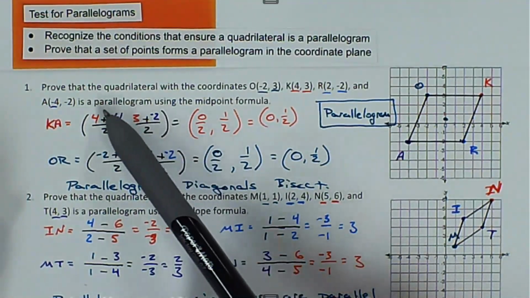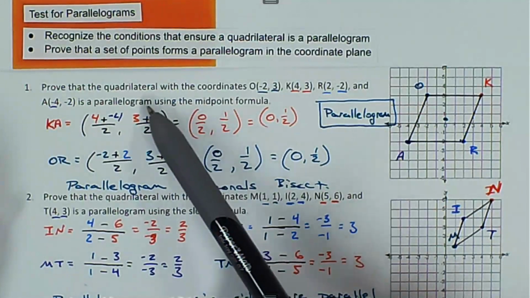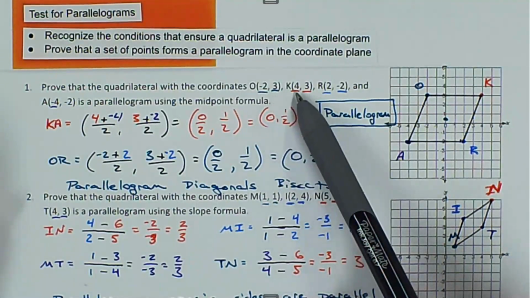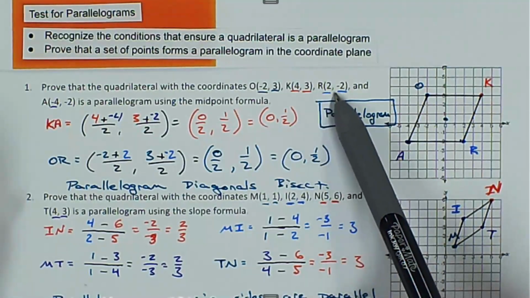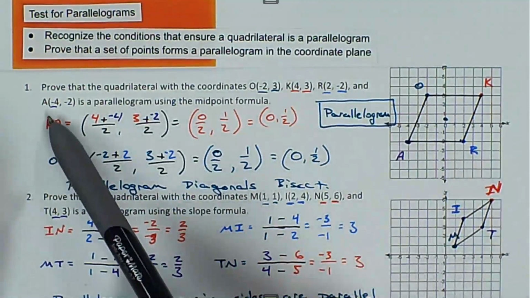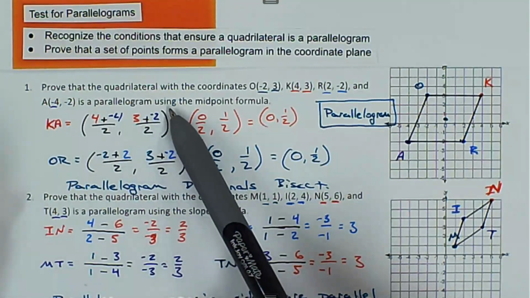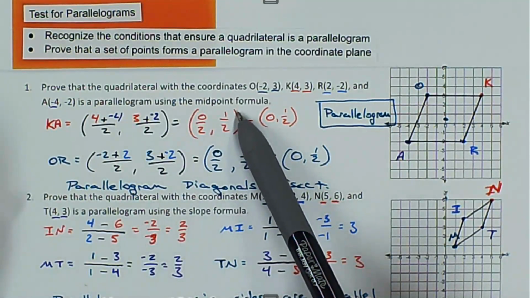Prove that the quadrilateral with coordinates O is (-2, 3), K is (4, 3), R is (2, -2), and A is (-4, -2) is a parallelogram using the midpoint formula.